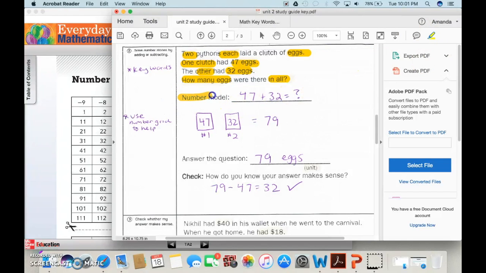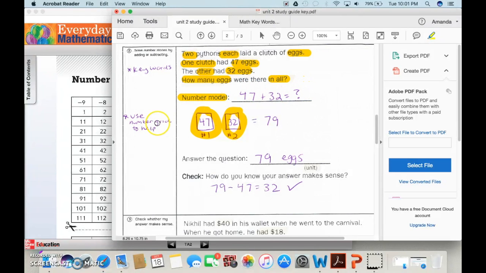So we need our number model. What we're going to do is we're going to take the numbers from the problem, see how we're going to use them in the problem. So one clutch had 47 eggs. So here I drew my one clutch with 47 eggs. The other had 32. So here's my other clutch. So if there's how many in all, that means I need to add them together. So my number model, I do 47 plus 32 equals question mark, because I don't know the answer yet.